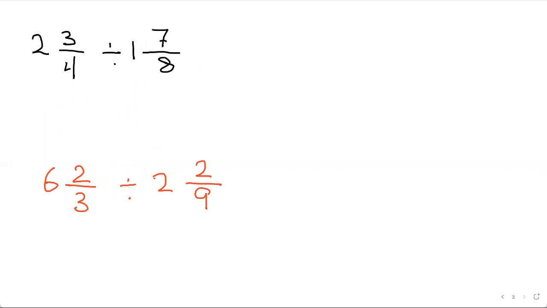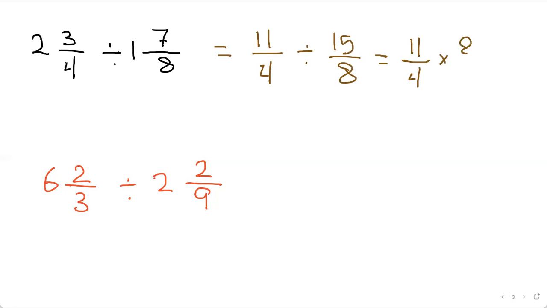When you're dividing, again, you want to change to improper fractions. So 2 times 4 is 8, 8 plus 3 is 11. So that's 11 over 4, divided by 1 times 8 is 8, plus 7 is 15, so 15 over 8. When we're dividing fractions, we keep, switch division to multiplication, and flip. 15 over 8 becomes 8 over 15.